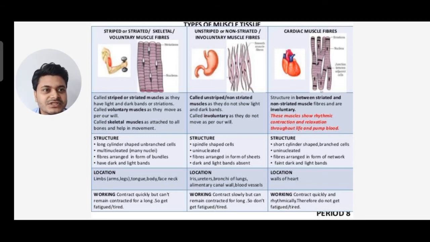The cardiac muscle structure is: they are short cylindrical shaped branched cells. They are uninucleated. They have faint light and dark bands, and the fibers are arranged in the form of a network.